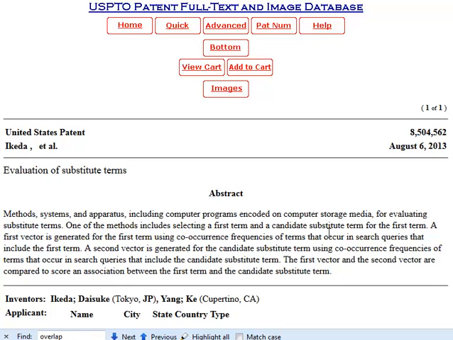and how they occur in search queries that include the first term, the parent term, right? So a second vector is generated for the candidate substitution, also using a co-occurrence frequency, where it looks for terms that occur in the search queries that include candidate B, the keyword A, okay? And if it finds that there's a relationship between those two, then it considers a substitution. It considers the candidate to be a possible substitute. So that's interesting, but let's look at another one.